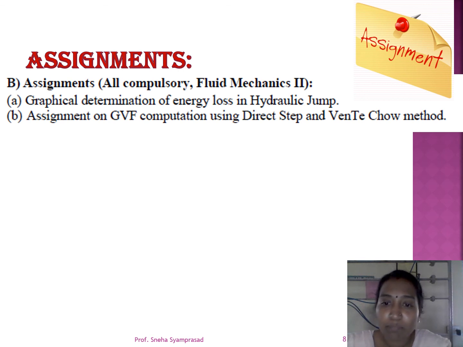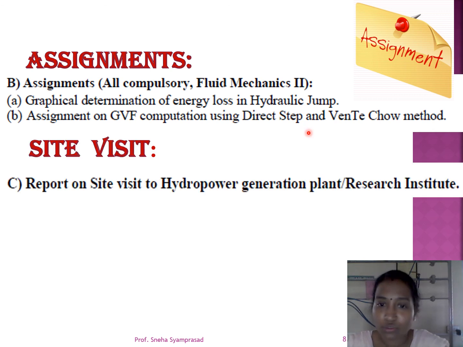Then coming to the assignment part, it is a compulsory assignment. That is the graphical determination of energy loss in the hydraulic jump. Here you need to solve the problems, and by solving them you need to draw a graph. That graph is very important here. Then B is an assignment on the GVF computations. You have to write some theory about the direct step and Venn-Cho methods, and based on these two methods you need to solve the problems. As for the site visit, I have told you I'll make the arrangement.